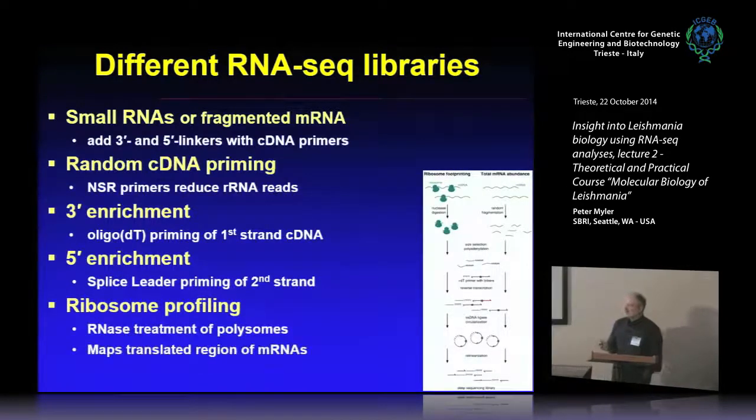The last technique is really a variant of this called ribosome profiling, which essentially starts with RNA that was isolated from polysomes. And what you're mapping here is the region of the messenger RNA that's actually being translated at that given instant. By comparing that to libraries that were made from total RNA, you can look at differences in translation efficiency of different RNAs, and I'll talk about this at the end.